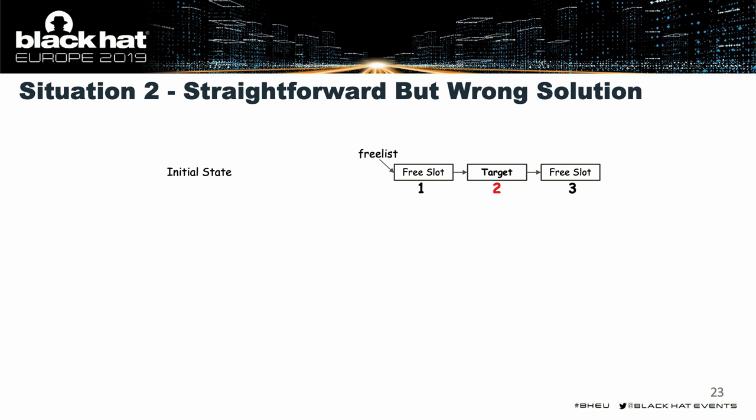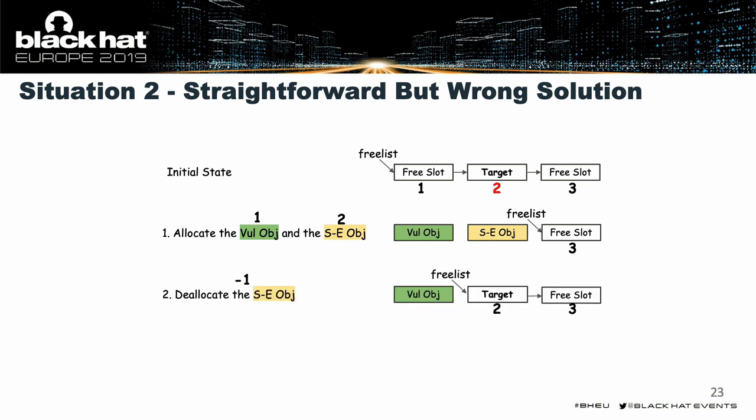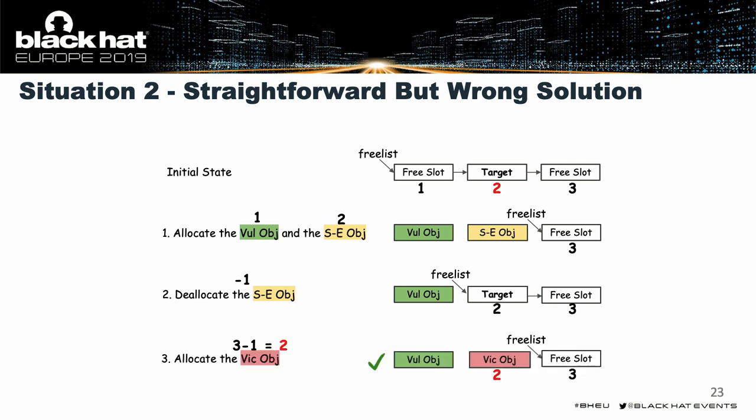A straightforward solution is to reduce allocations by deallocating the side effect object. As in the original exploitation, we allocate the vulnerable object and the side effect object in the first step. In the second step, we deallocate the side effect object, popping out a free slot which saves room for the victim object. Finally, in the third step, we allocate the victim object and obtain the desired layout. While this solution looks perfect and elegant, it encounters two problems.